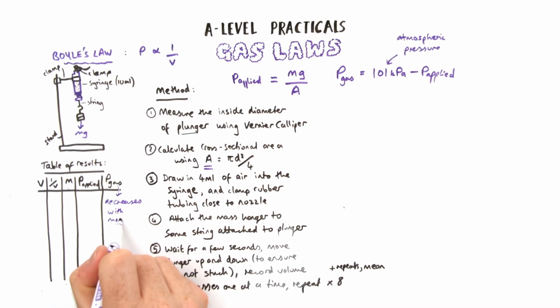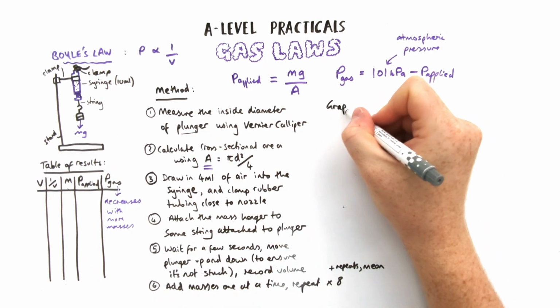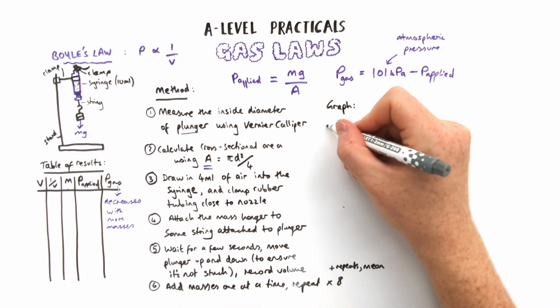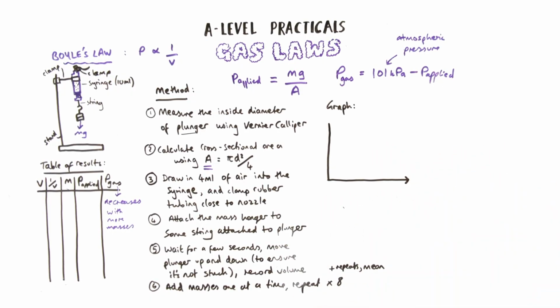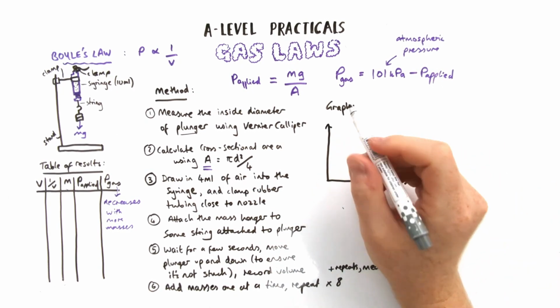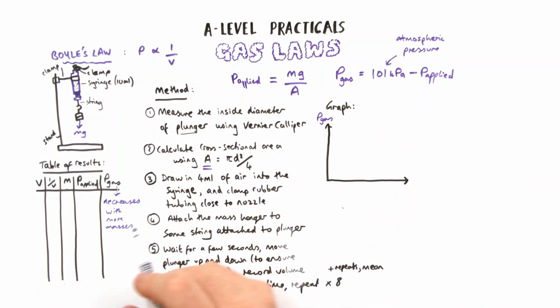So the purpose of this practical is to prove that pressure is inversely proportional to volume. So we could plot a graph of pressure and volume and look for an inverse proportionality curve. However, that's going to be a bit fiddly, and also curves can look in different ways. So we're going to have to plot instead a graph of pressure versus 1 over volume and see if it's a straight line through the origin.